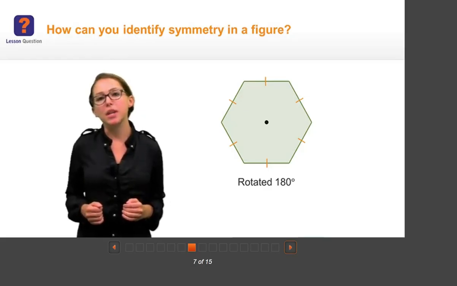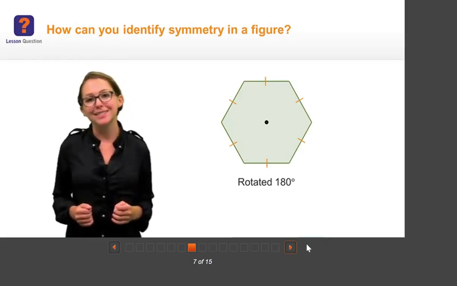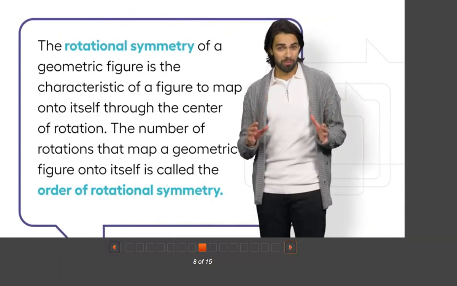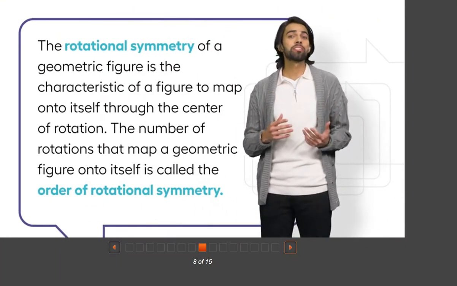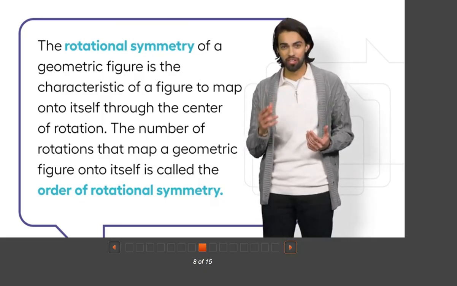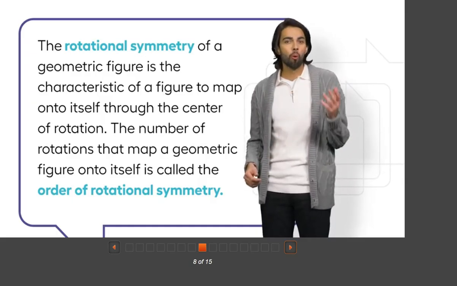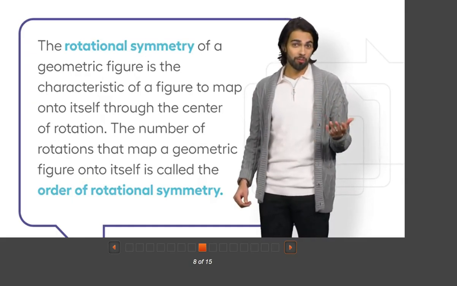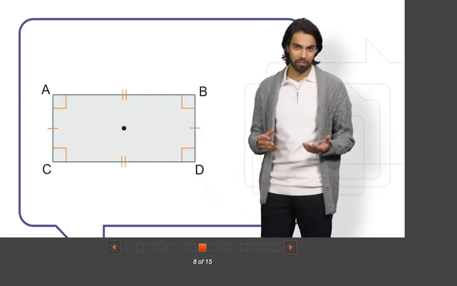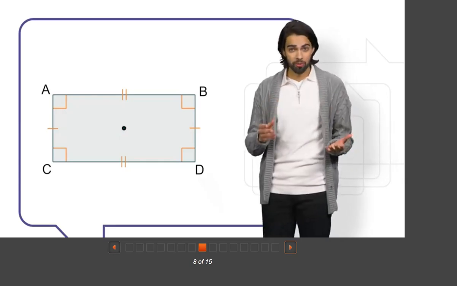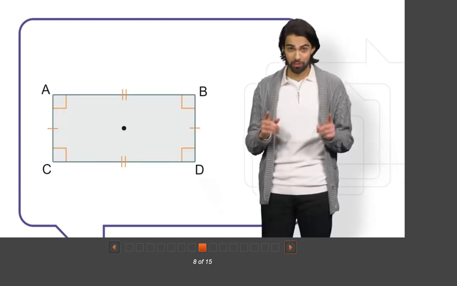What else can we say about rotational symmetry? The rotational symmetry of a geometric figure is the characteristic of a figure to map onto itself through the center of rotation. The number of rotations that map a geometric figure onto itself is called the order of rotational symmetry. The center of rotation is in the middle of the geometric figure, right here. And the rotation will occur for an angle between 0 degrees and 360 degrees, including 360 degrees.